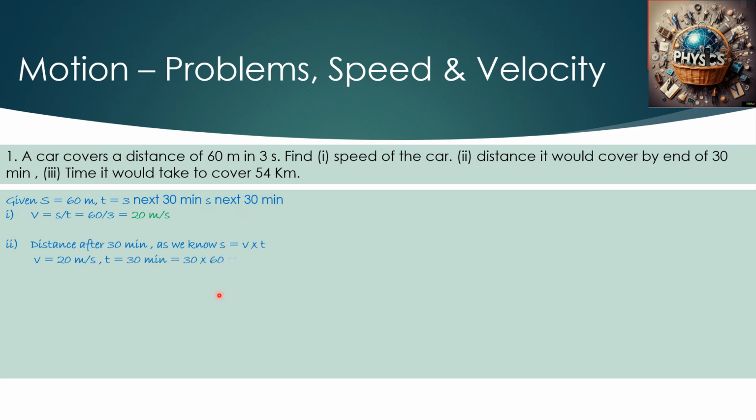And then time is in minutes, so obviously we need to convert into seconds, 1800 seconds. And with that, we get distance after 30 minutes, which becomes 36,000 meters, which is nothing but 36 kilometers.